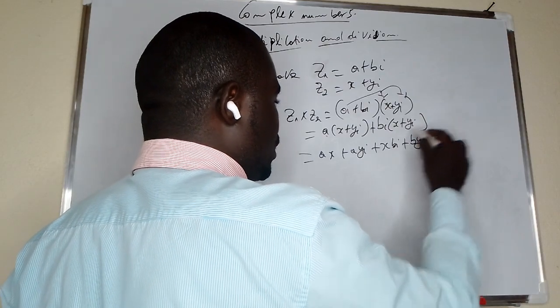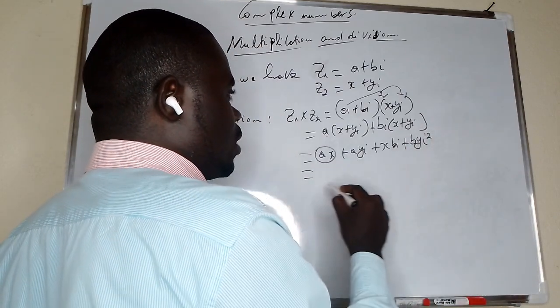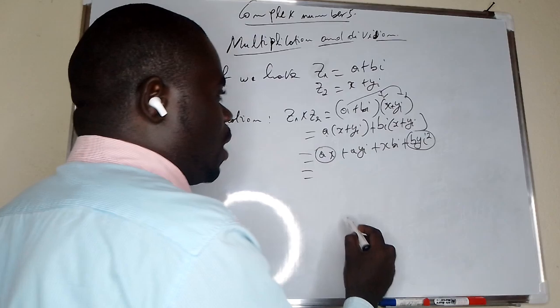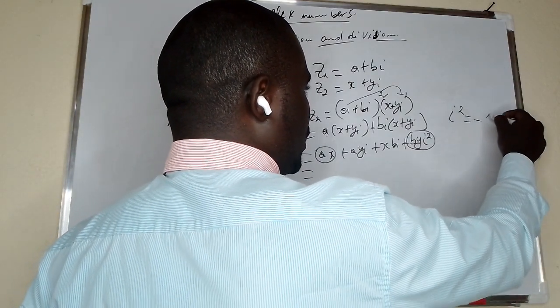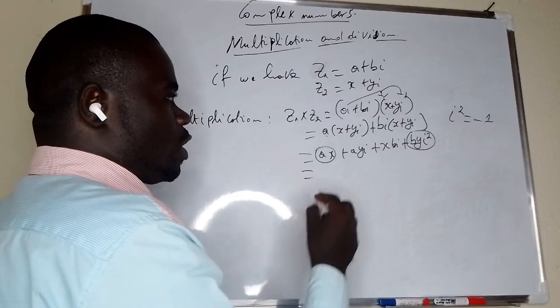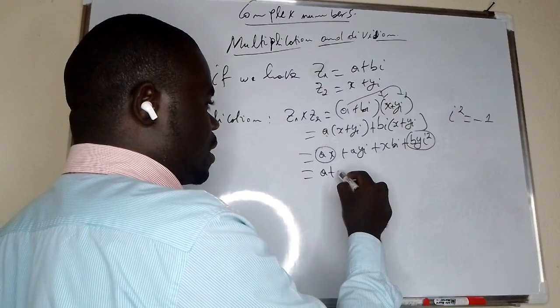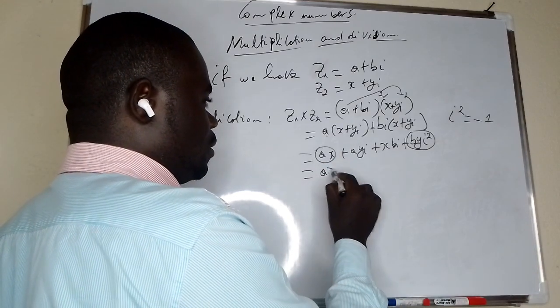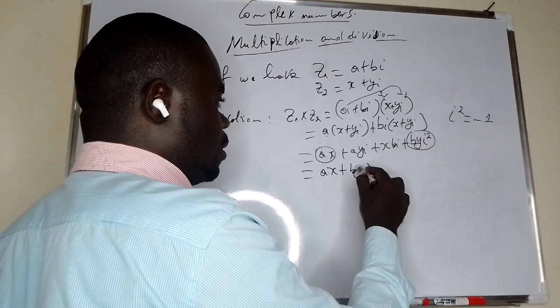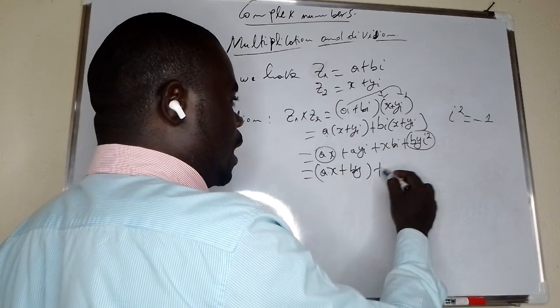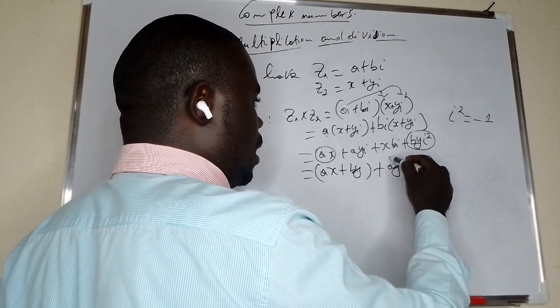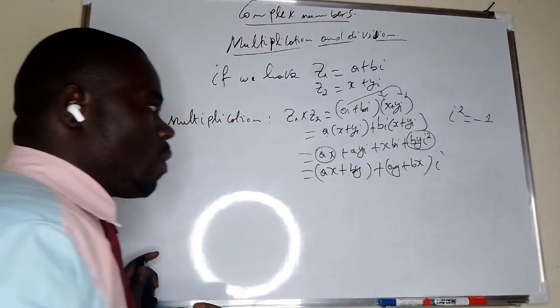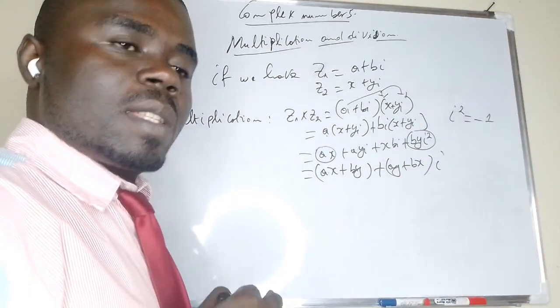byi squared. So this one is a real number, and this one will become a real number because i squared is equal to negative 1. So it means we get ax plus by, because they are all real, then we add ay plus bx, then i. That is how we multiply complex numbers.